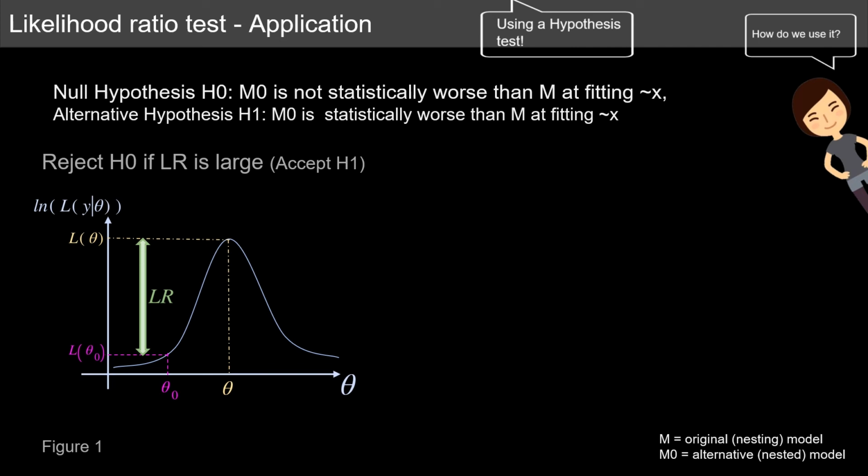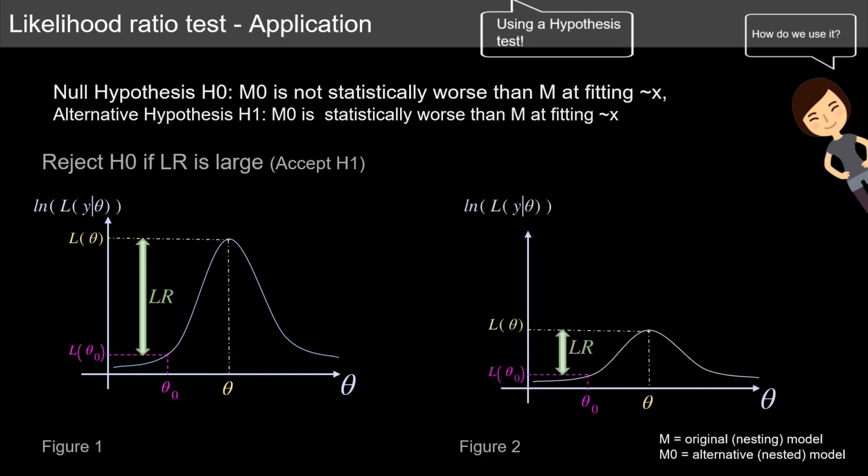When you think back to our example, this would mean that our TA John was too important for the team and the workload just couldn't be done properly without him. In figure 2, we see the opposite. The less complex nested model M0 is similar to the nesting model M. The LR value is therefore small enough and we are accepting the hypothesis H0 and thus getting rid of our complex model M and keeping the simple M0 model instead.